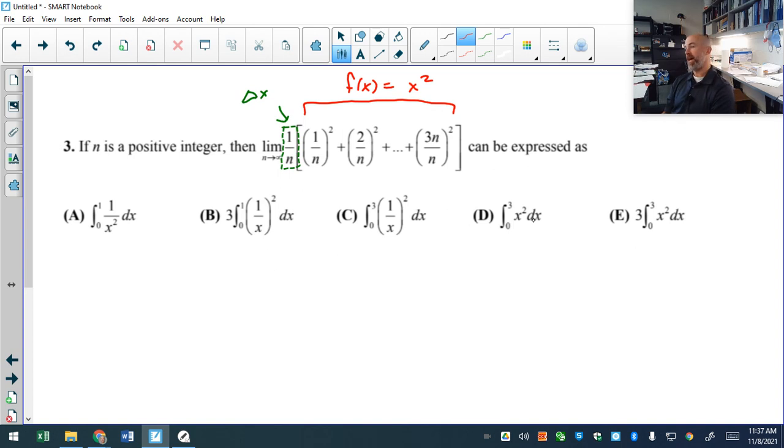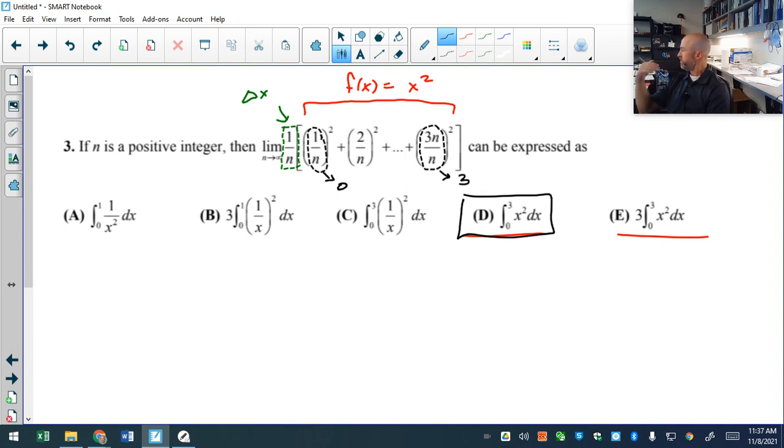So based on that, I'm already liking D and E. I'm already liking those two. And then I'm trying to figure out what is the first x I'm plugging in and what is the last x I'm plugging in. 1 over n, as n goes to infinity, is going to approach 0. 3n over n, as n goes to infinity, is going to approach 3. Those are your limits of integration. The 1 over n in front is represented by the dx in the integral.